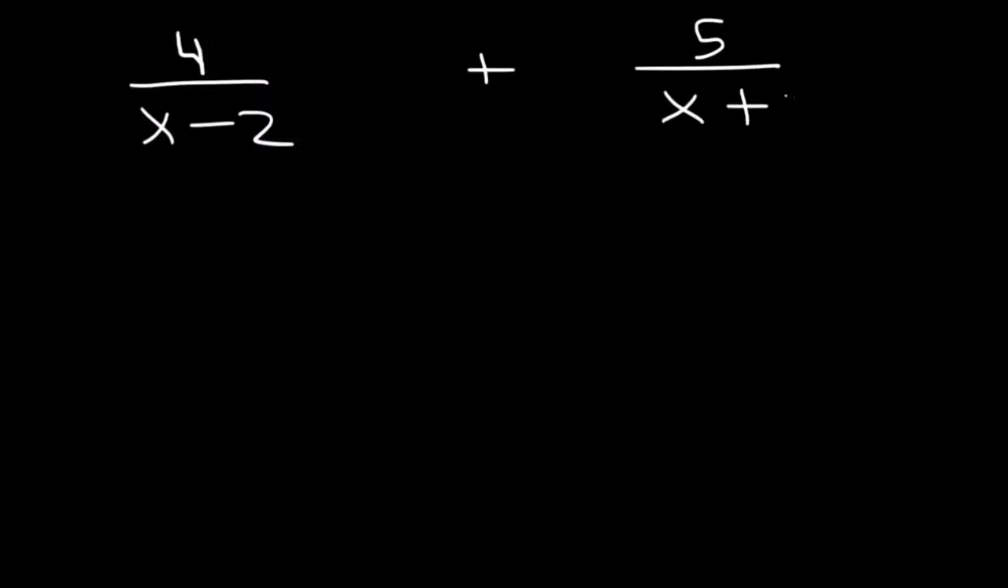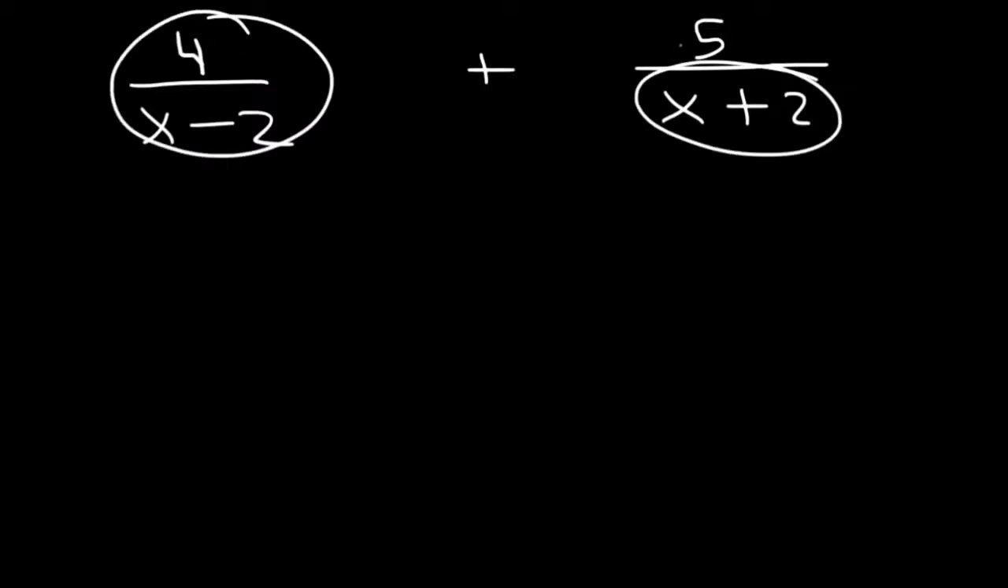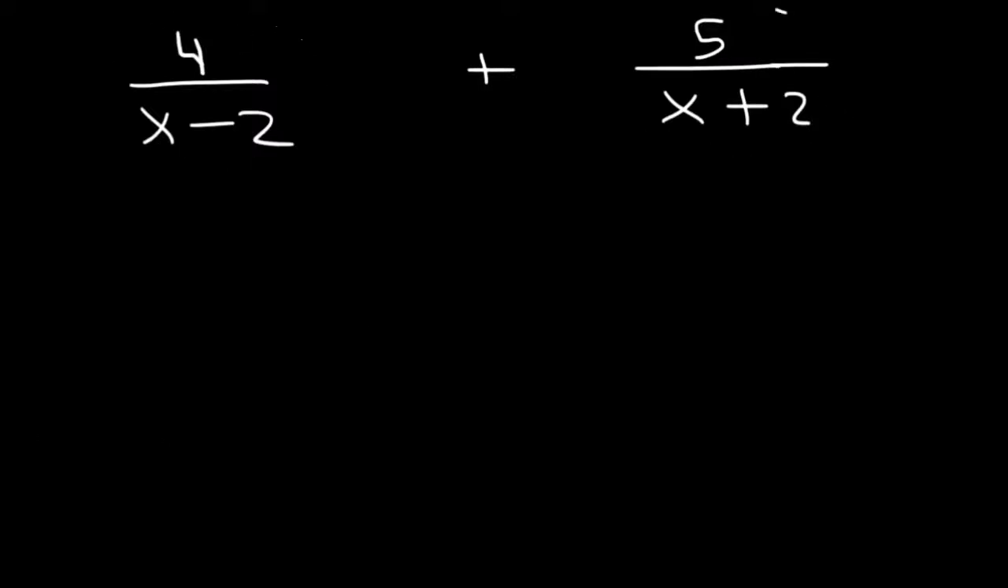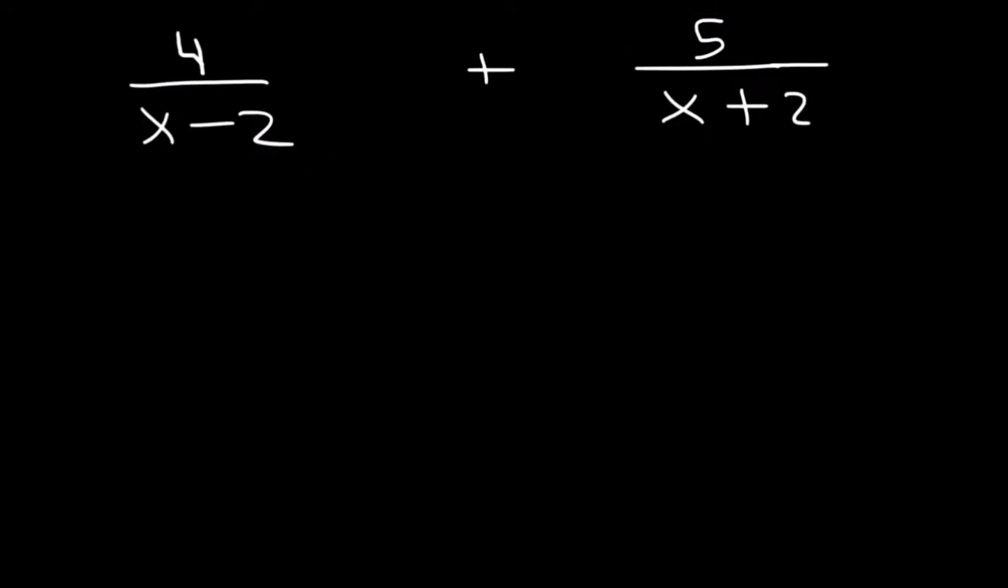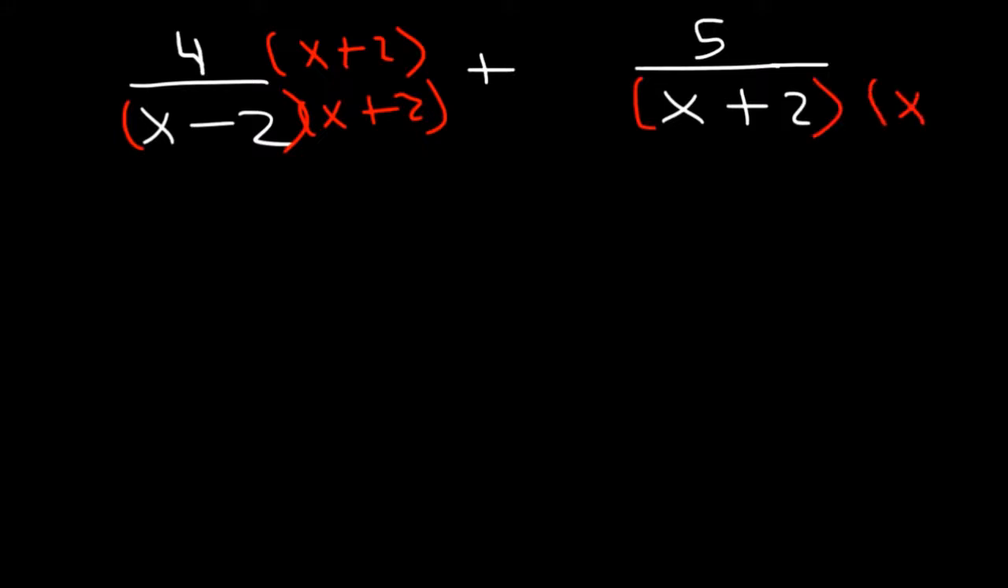Now let's move on to our third example: 4 divided by x minus 2 plus 5 over x plus 2. So we need to get common denominators. We need to multiply this fraction by this denominator and the fraction on the right by the other denominator. So let's put x plus 2 on top and on the bottom here. And for this one, we're going to multiply it by x minus 2, top and bottom.